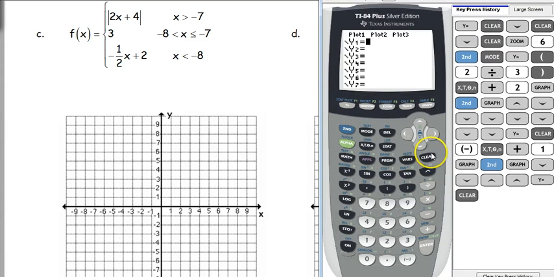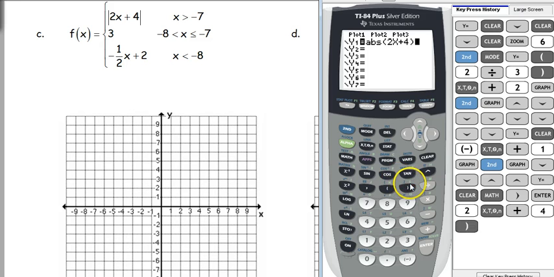So I'm going to enter my absolute value first. Let's do the absolute value first. So again, absolute value is under math, and then move over one, and there it is. 2x plus 4. And I'm going to graph that. Okay. Now, from our lesson, we didn't actually do anything with a 2 inside, so it wouldn't shift over 4, it actually shifts over 2. But there's my absolute value.